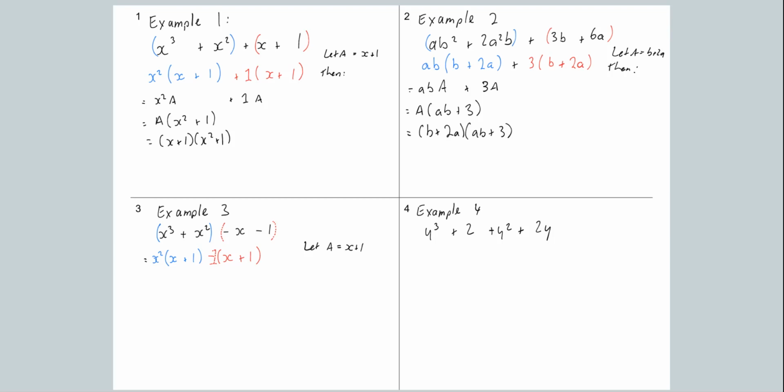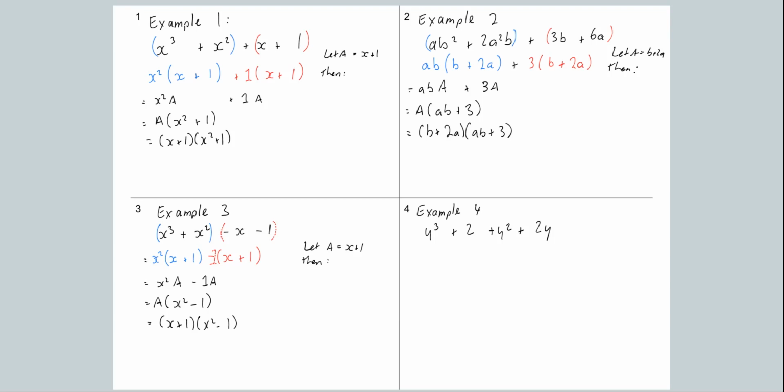Let a equal x plus 1. Then what do I have? I've got x squared a minus 1 times a. So that's a outside of x squared minus 1, like so, which is equal to x plus 1, x squared minus 1. And that's all I'd expect you to do from this point on. But some of you might be able to see that there's further factorization that could be done. Pause the video and have a look at it and see whether you can figure out what you need to do.